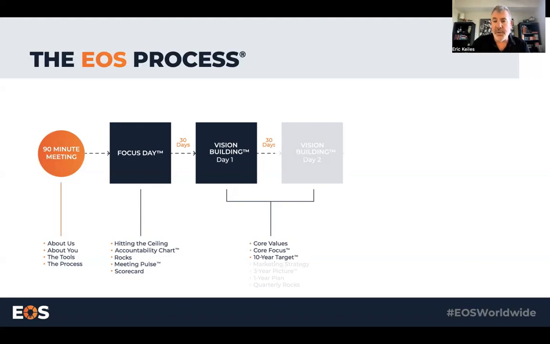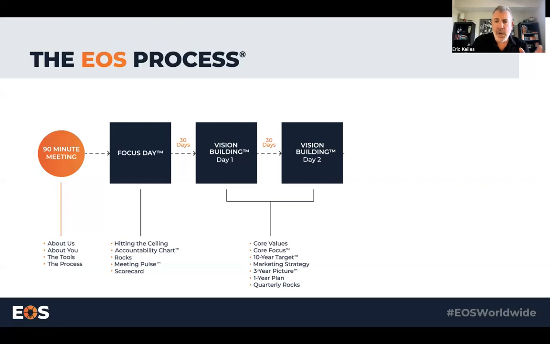Also on Vision Building Day 1, we'll go back and look at the tools that we learned on Focus Day to really start the mastery of those. Another 30 days will go by and we'll gather again for Vision Building Day 2, where we'll knock out the rest of the 8 questions. We'll once again review the tools from Focus Day and the 3 things we did on Vision Building Day 1, and then we'll finish the 8 questions by working on your marketing strategy, 3-year picture, 1-year plan, quarterly rocks, and clear your issues list.